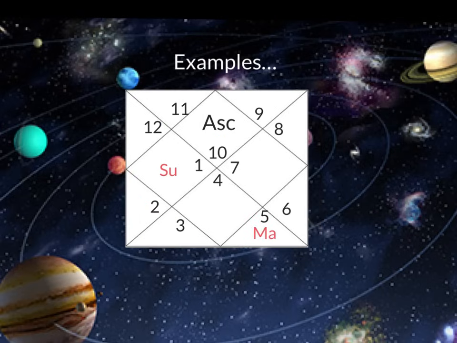Let's see the same example but in a different chart, a different ascendant. I've put in all the signs for you this time. We've got Capricorn ascendant, and we've got the Sun again Aries and Mars again in Leo sign.